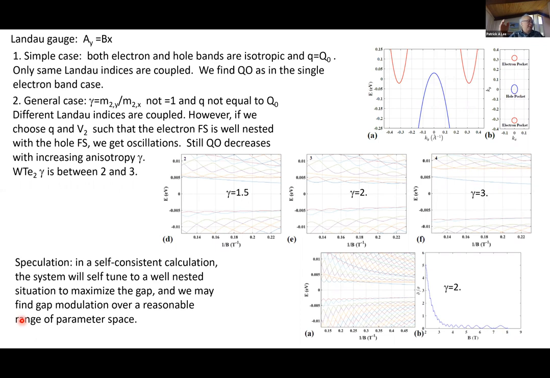Now, in the experiment, gamma we estimate is between 2 and 3. So it's kind of marginal, but at 2, from the lower panel, you can see that I can still see modulation. And in the right lowest panel, I can see the conductivity indeed exhibits this modulation as a function of magnetic field that we expect from experiment. We didn't do a fully self-consistent calculation. The speculation is that in that case, the system was self-tuned to a well-nested situation to maximize the gap, and we may get this gap modulation over some reasonable range of parameter space. But my conclusion is that the story is not that obvious, even if this were an excitonic insulator, whether this gap modulation will survive, because of this two electron, one hole situation.